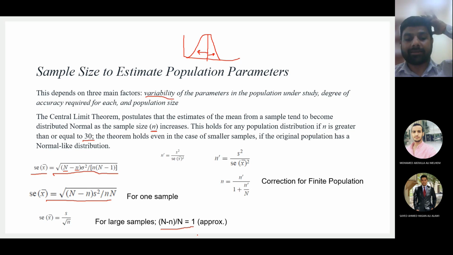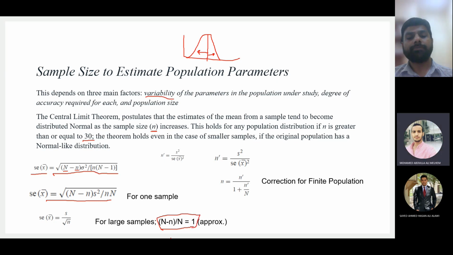Now why is that? Can someone tell me why I am saying that N minus n upon N is almost equal to 1? Capital N means the number of values in the entire population. A small n means the number of values in the sample. Can someone tell me the reason that this is almost equal to 1? Doctor, because the sample is much less than the actual number.